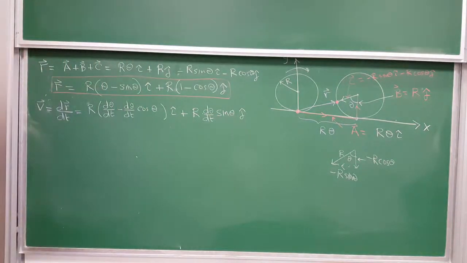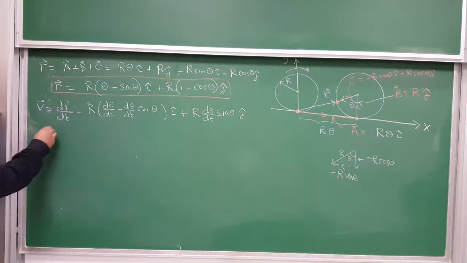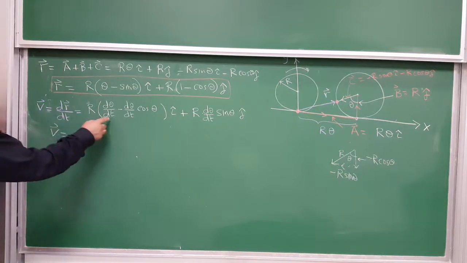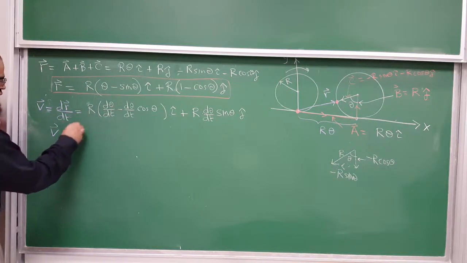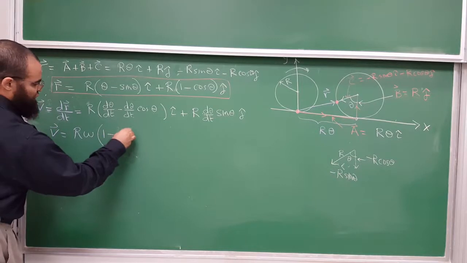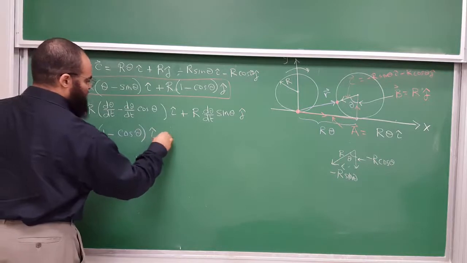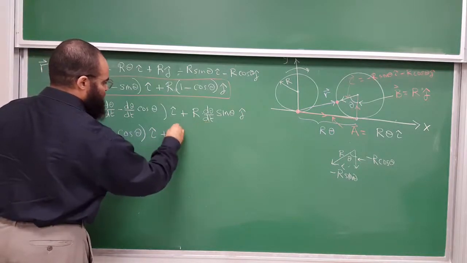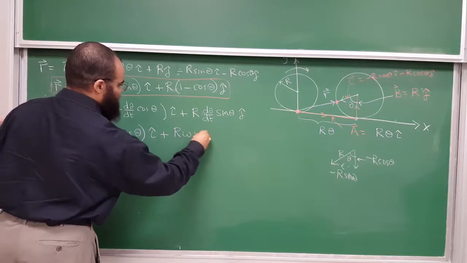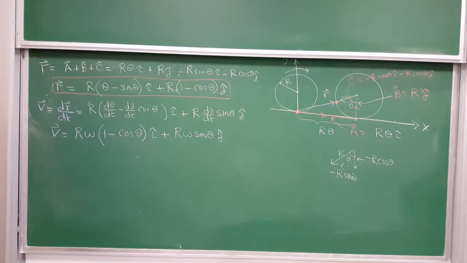Remember, d theta dt is called omega, so this is omega and this is omega, so therefore v will be, we factor out omega, so we get r times omega times 1 minus the cosine of theta i hat, and then plus r omega times the sine of theta j hat. Okay? Okay, sounds good. Now, how fast is theta going?